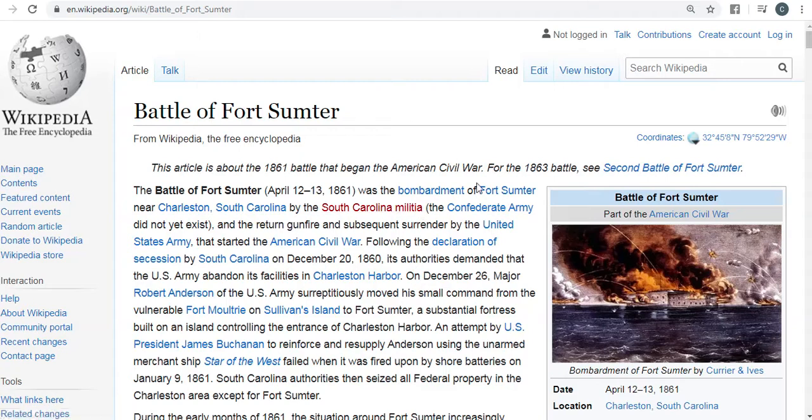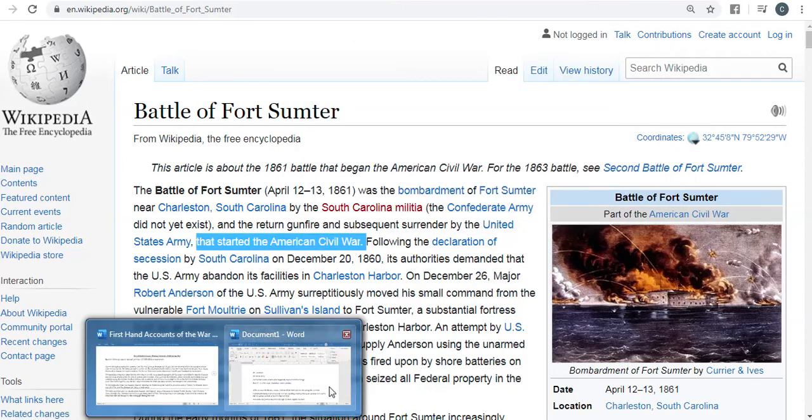There was a bombardment of the fort. There's a picture of it that looks like somebody's bombing it. Pew, pew, pew. And the return gunfire and subsequent surrender by the United States Army. This started the American Civil War. That's obviously important. It starts one of the most important wars in our entire history, the one that changed us the most. So I'm going to put that down there. I've got that answer.